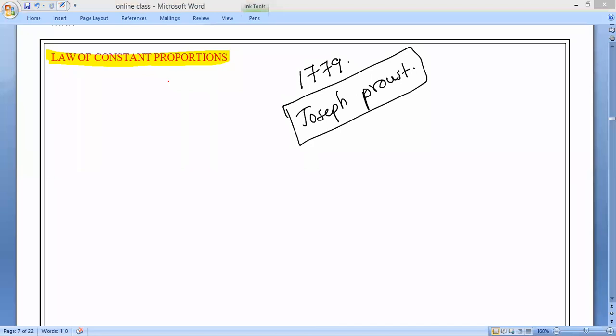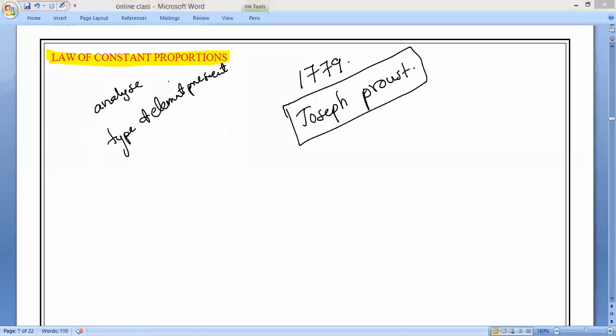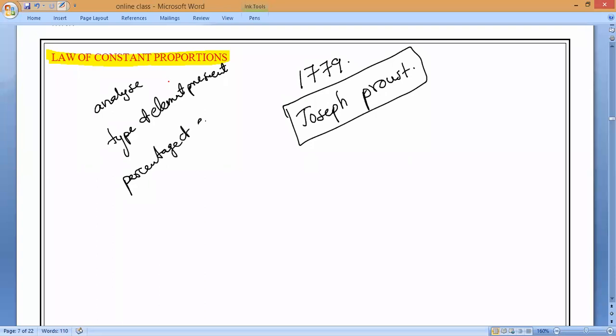Now, he analyzed the chemical composition, that is, the type of elements present and the percentage of elements present. What has been analyzed, everybody? The type of elements present, and the second, the percentage of elements present. Type as well as percentage of elements present. That is what is called the law of constant proportion.